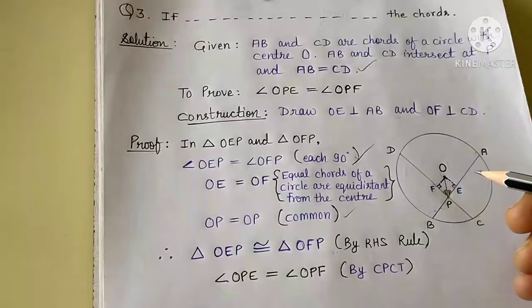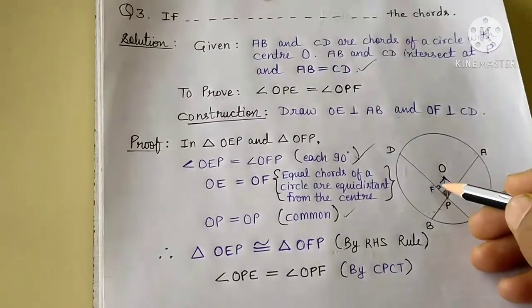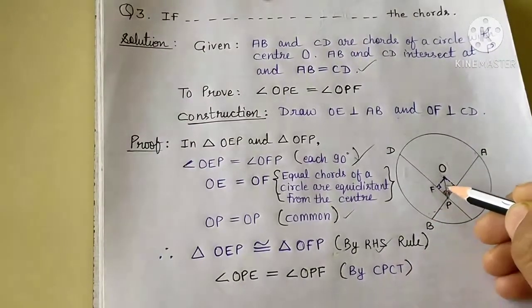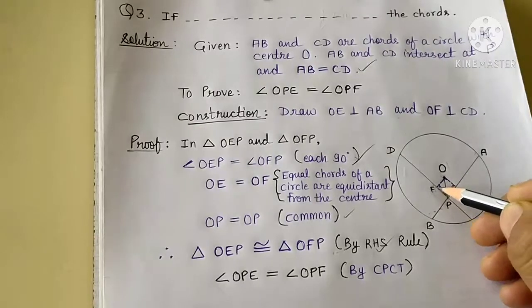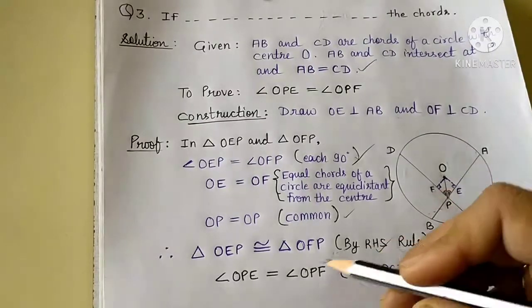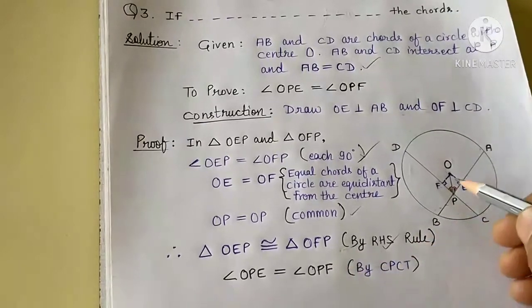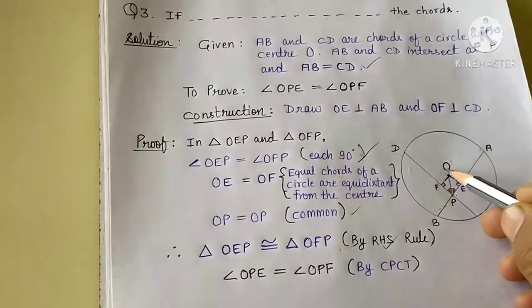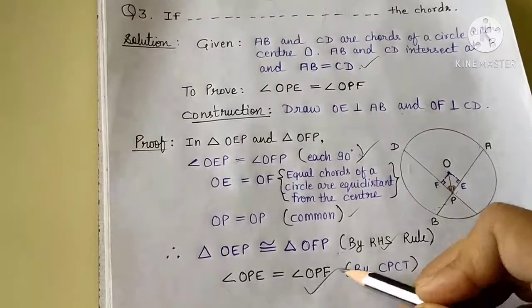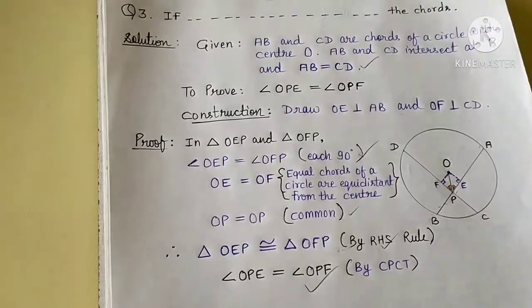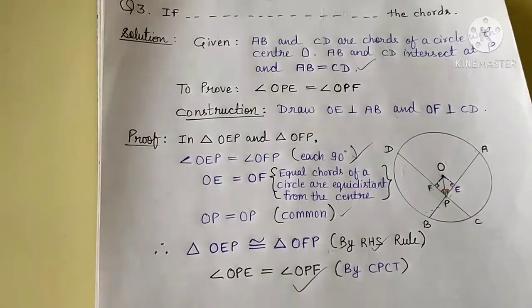If the triangles are congruent, we can say their corresponding parts are also equal. These triangles are congruent by the RHS rule, because the right angle, hypotenuse sides are equal and one other side is equal. That's why by the RHS rule these two triangles are congruent. Therefore angle OPE equals angle OPF by CPCT, and this is the only thing we need to prove here. So this was a very easy question. I hope it is clear to you.